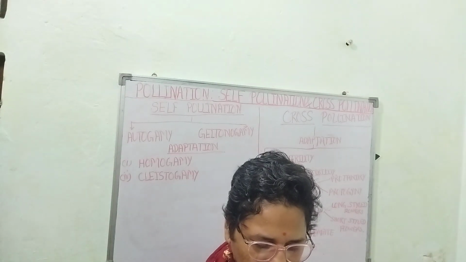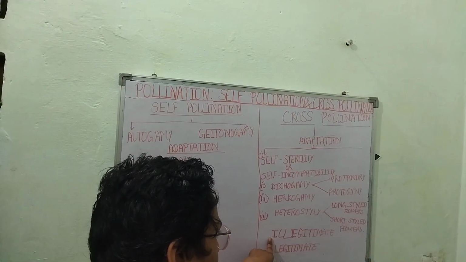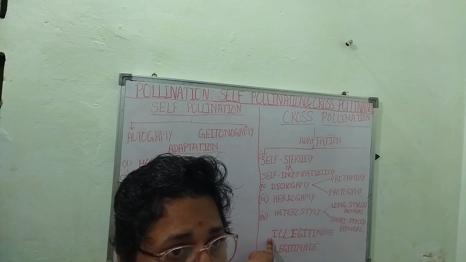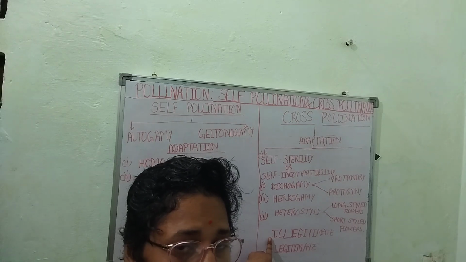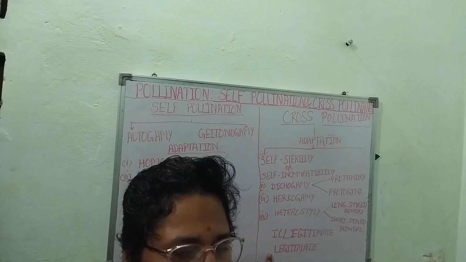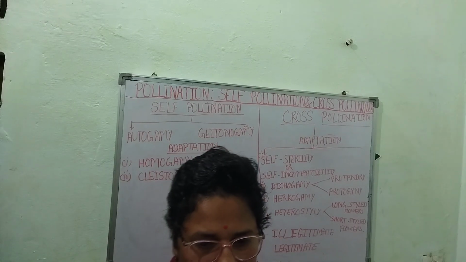तो इसमें एक वर्ड आता है legitimate. Illegitimate means where there is poor pollination and poor adaptation, where there is a poor result of pollination, and legitimate is where there is a successful pollination. It's okay.